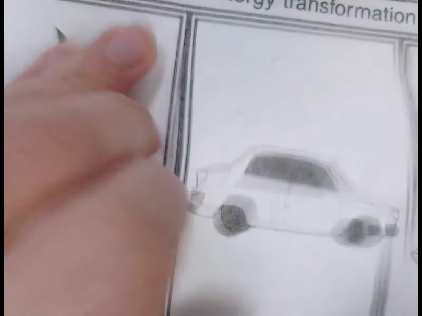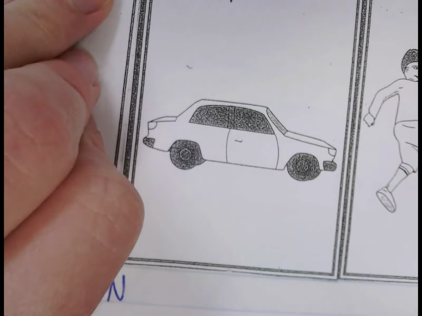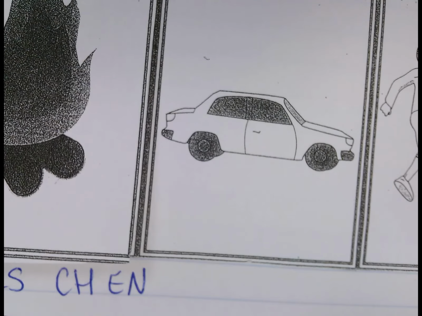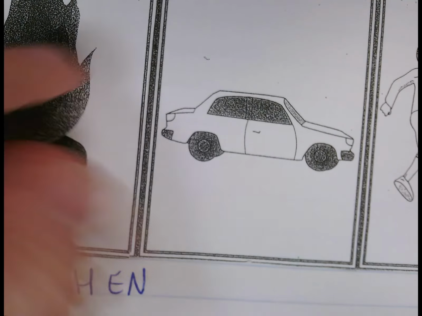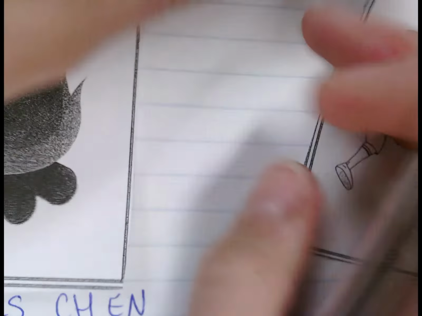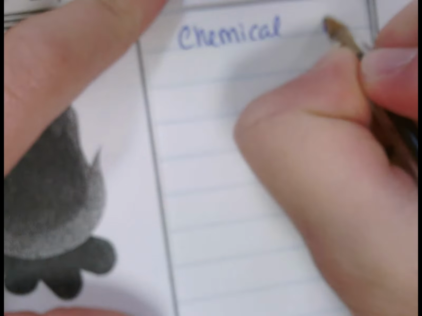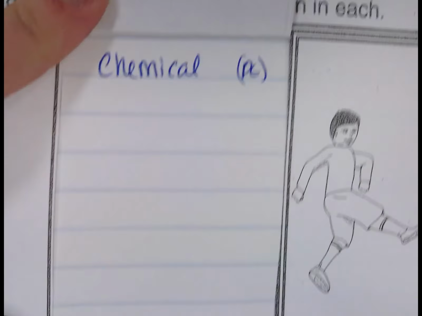A car. Now, we are not going to assume that this is a regular gasoline-powered vehicle. And anytime we're starting off with the car, we are going to start off with chemical, another form of potential energy.